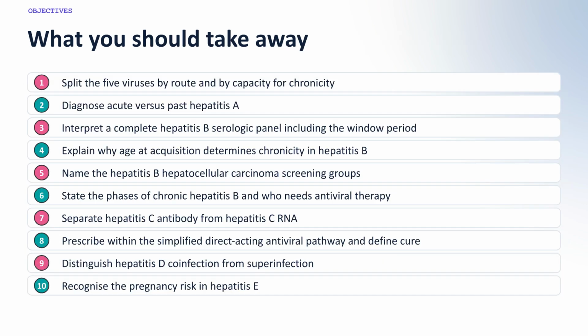Here is the plan. First, a map of all 5 viruses. Then hepatitis A. Then hepatitis B in depth, including the full serologic panel and the phases of chronic infection. Then hepatitis C, from transmission through to cure, with direct-acting antivirals. Then hepatitis D, which cannot exist without hepatitis B. And finally hepatitis E, and the reason it is so dangerous in pregnancy. Along the way, we will stop twice to interpret real serologic panels.